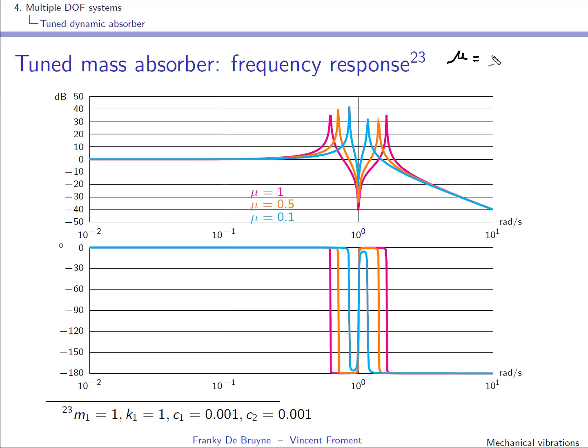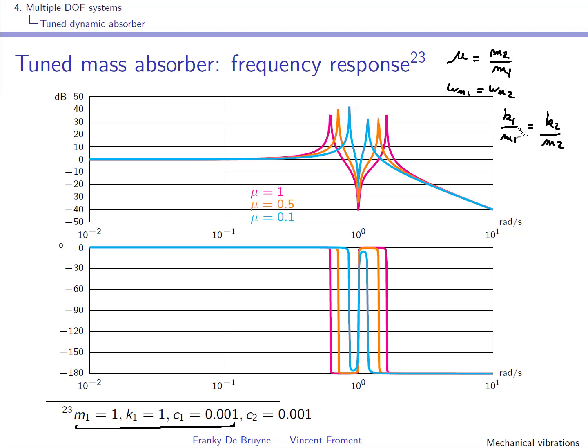Okay, and this is the mass ratio, it's M2 over M1. So we are considering the mass spring system that we've been considering before. And don't forget that the secondary system is tuned on the first one, so that you have omega n1 equal to omega n2. So this imposes K1 over M1 is equal to K2 over M2, right?